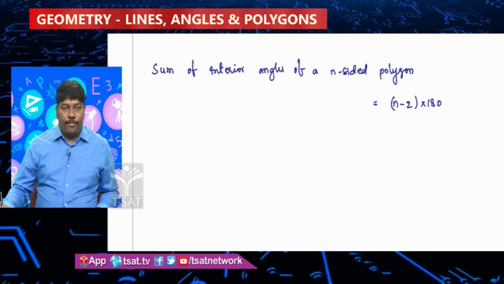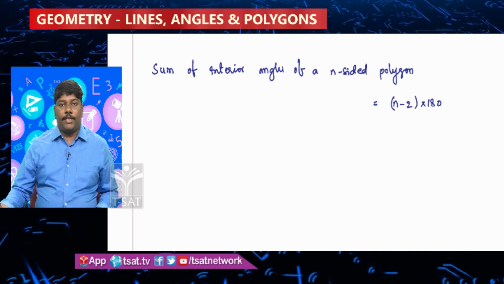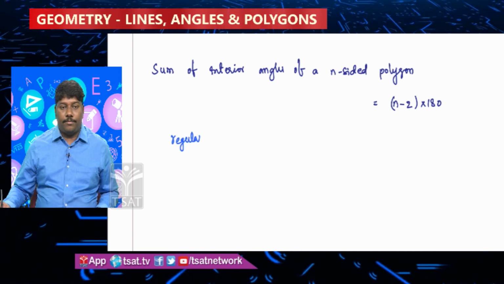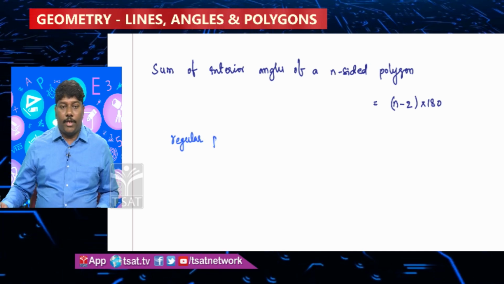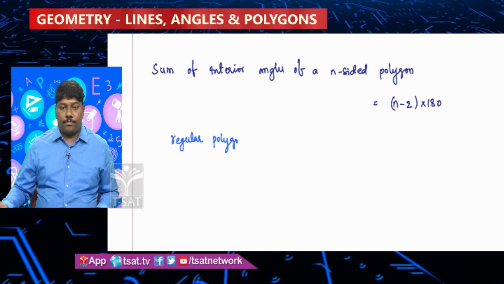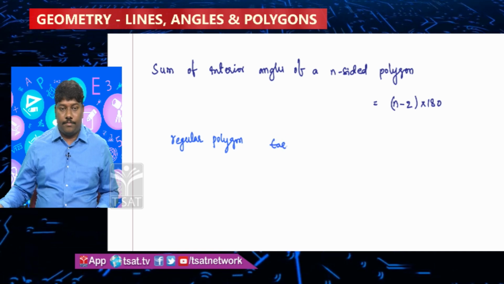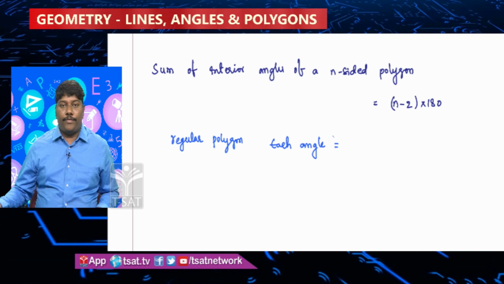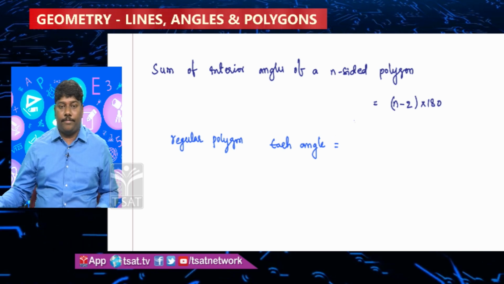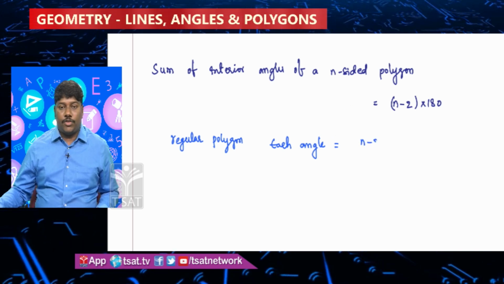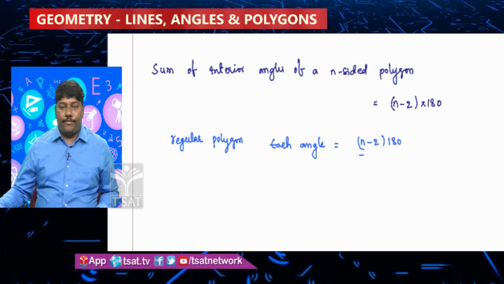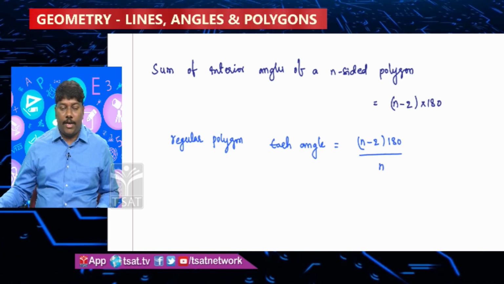If it is a regular polygon, what do you mean by the term regular? Regular means all sides and all angles are equal. For a regular polygon, each angle of an n-sided regular polygon is (n minus 2) into 180, and you have to divide it into n parts. Therefore, each angle will be divided by n.